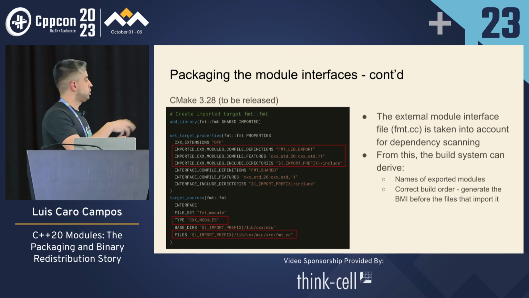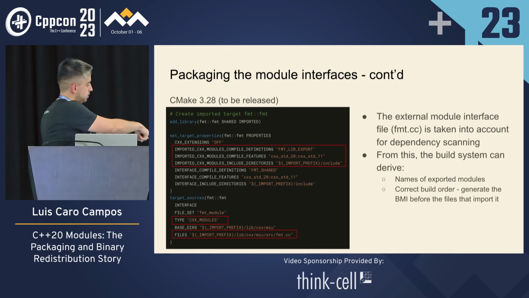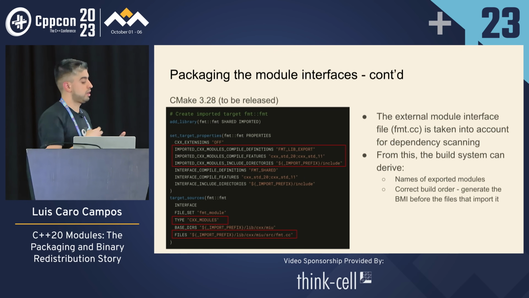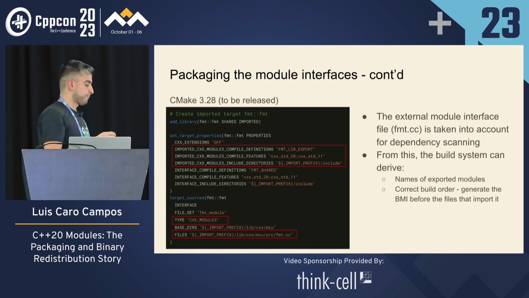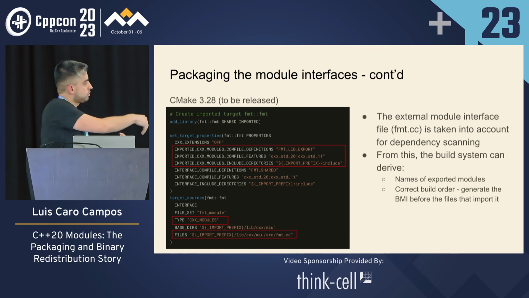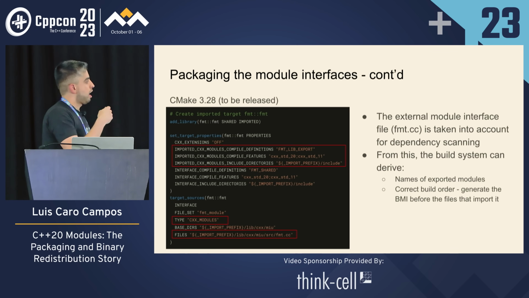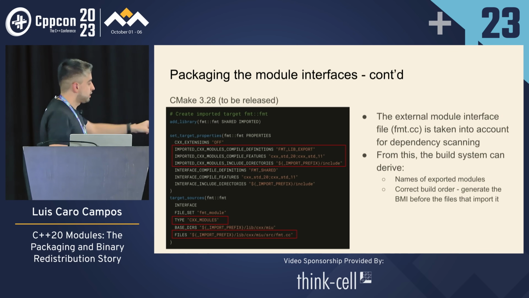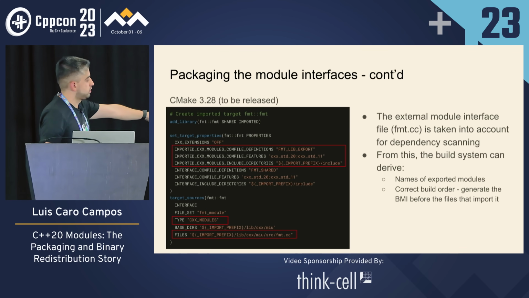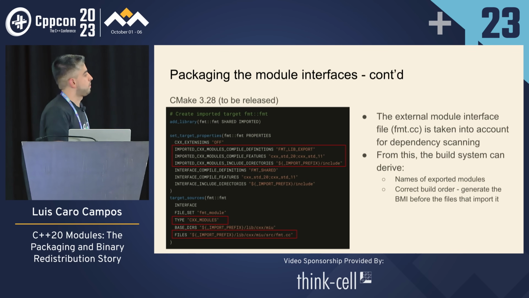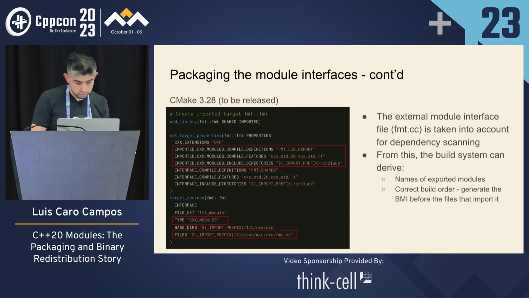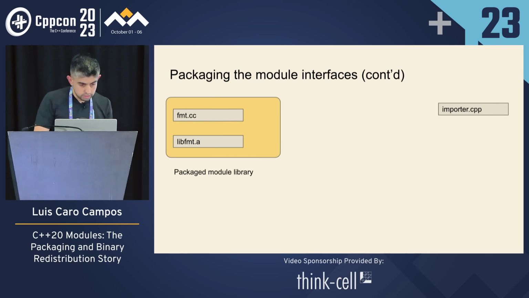So in the ideal, most simple case, everything is self-contained in the file, but the reality these days, especially for libraries that are being adapted from legacy libraries that use includes, is that you're probably going to have header files that you need to include. You're probably going to have compiler definitions that you need to pass in order to translate the module interface to a BMI. So let's see how this works now.